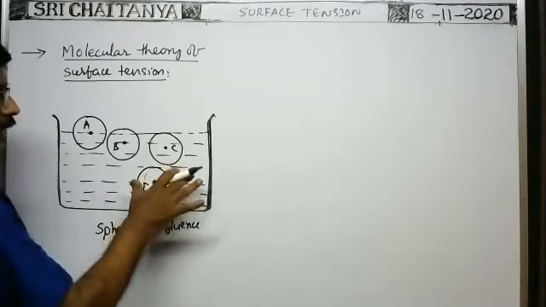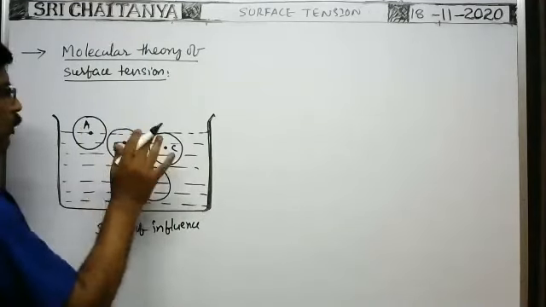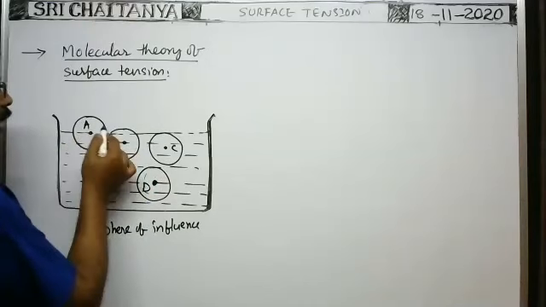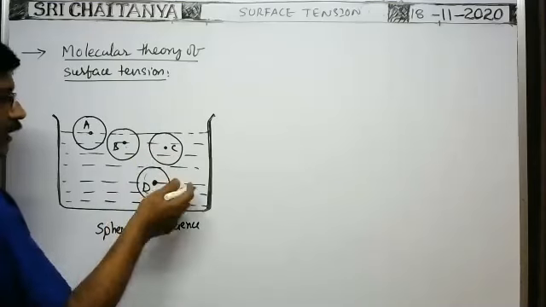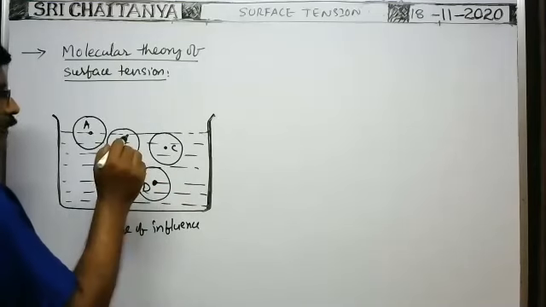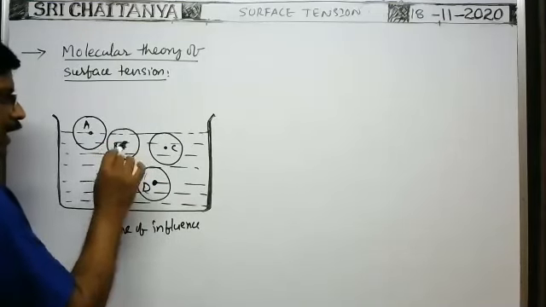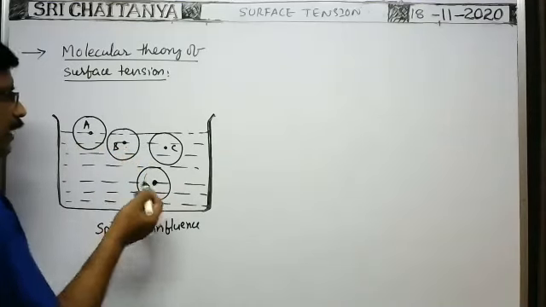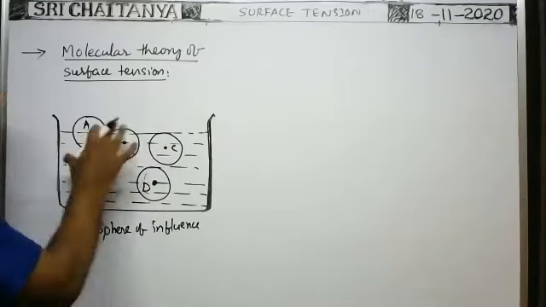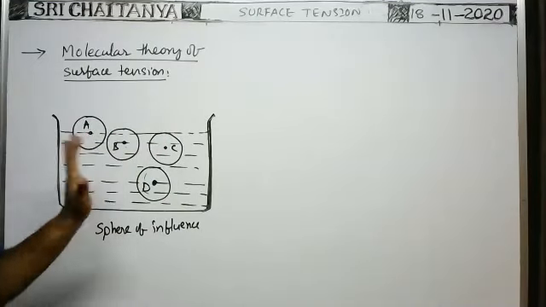In the liquid taken in a beaker, we have considered 4 molecules. One is on the surface, another one is just below the surface. C and D are well inside the liquid. So by taking the molecules A, B, C, D at the centers, we constructed the spheres of influence like this. We got the different spheres of influence like this.